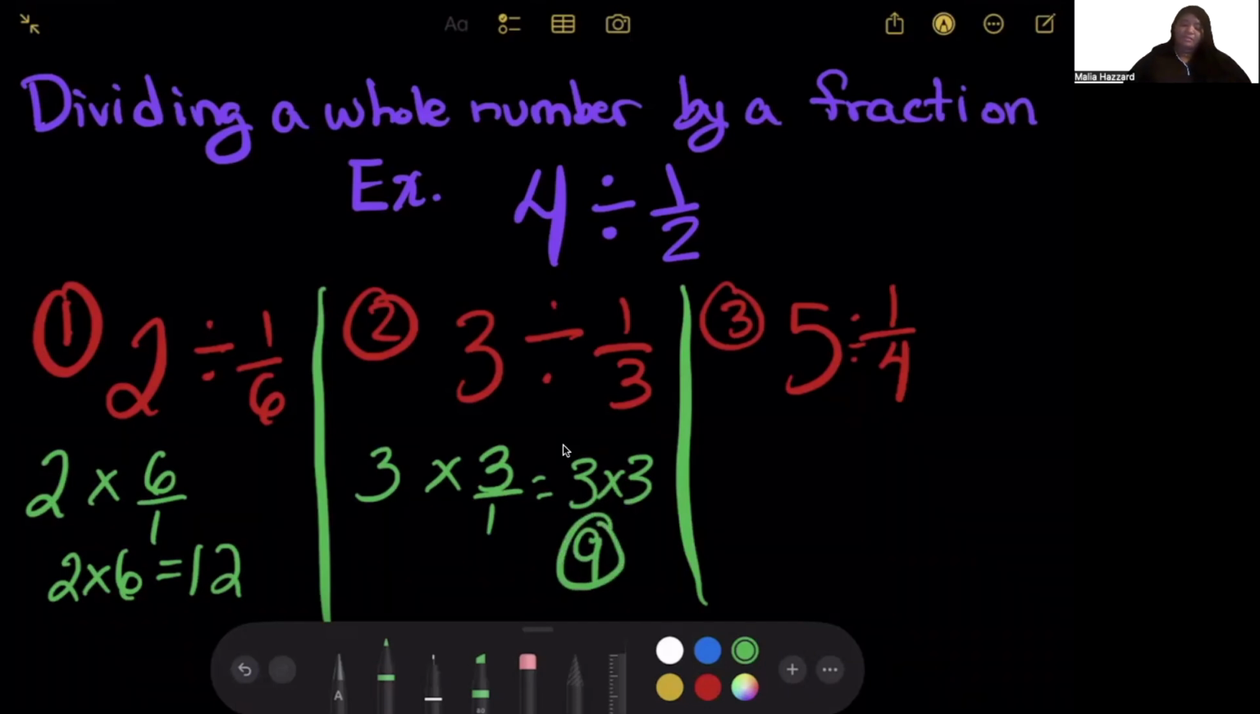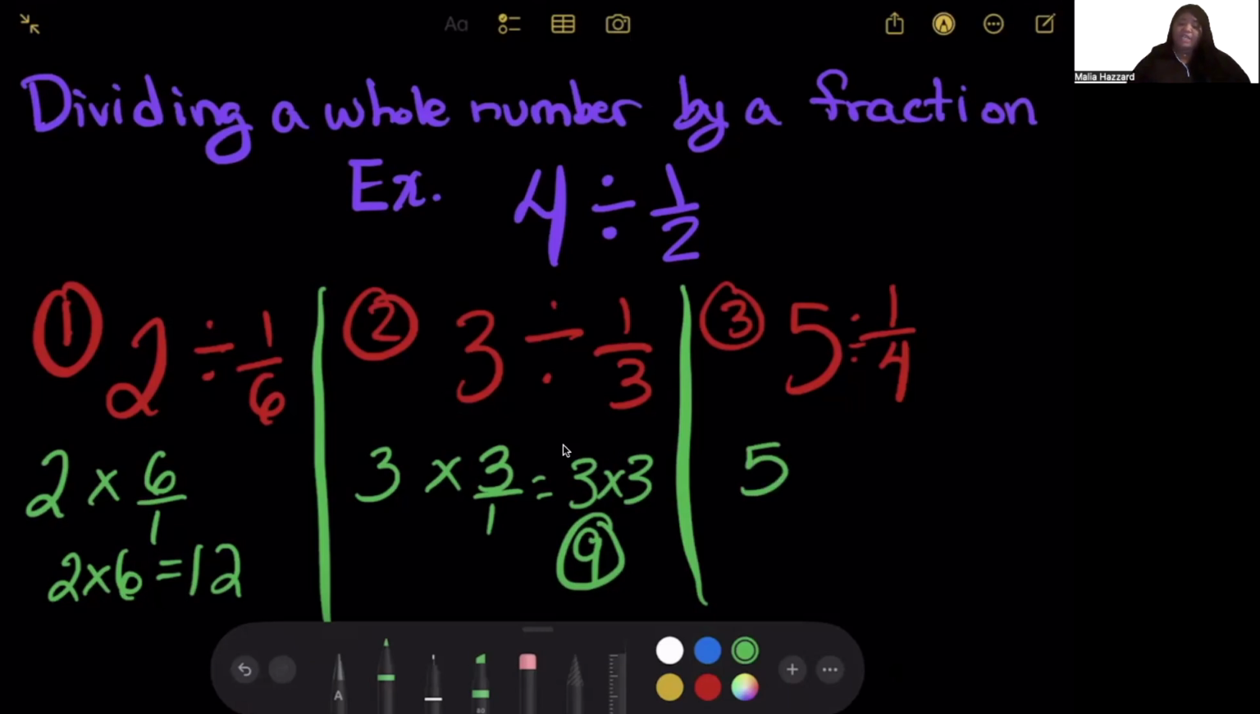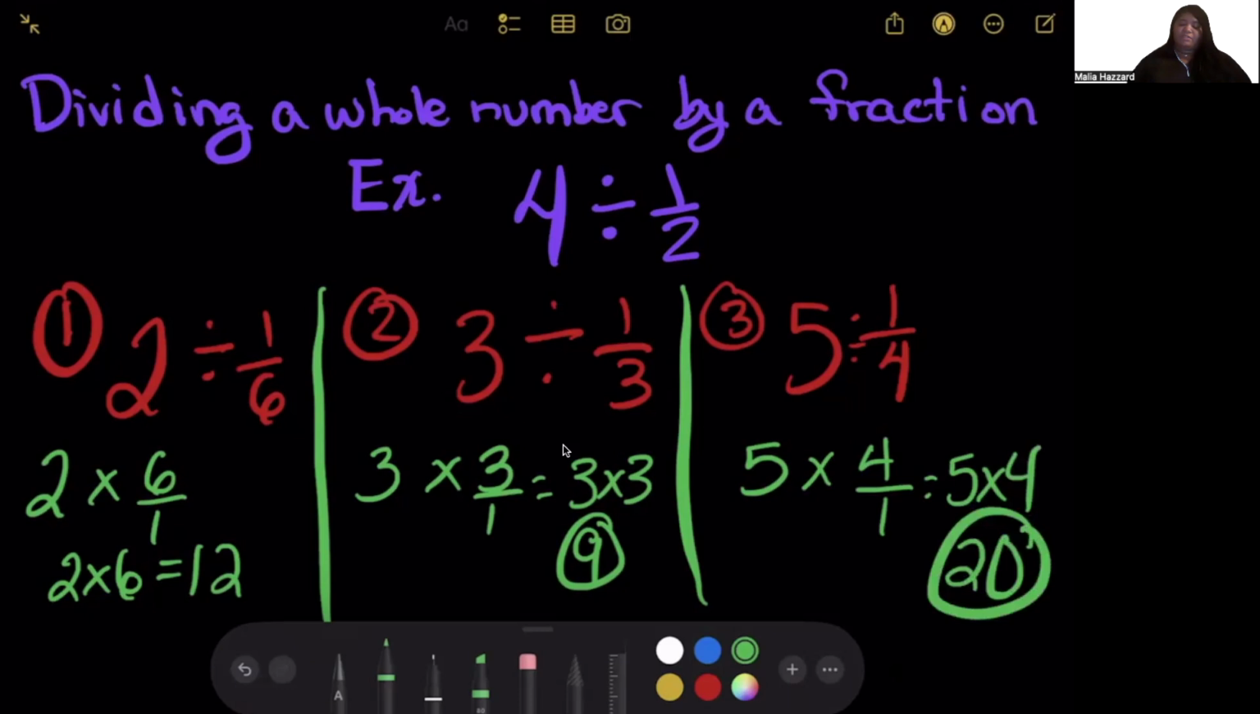For my last one, I'm going to keep my first number, which is 5, change it from division to multiplication, and then I'm going to flip my last fraction. So that gives me 4/1. 5 times 4 will give me my final answer of 20. All right, check your answers, see if there's anything that you missed. All right, let's go into phase number 2.